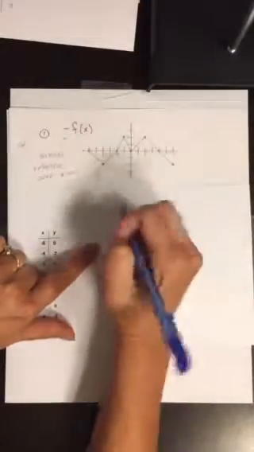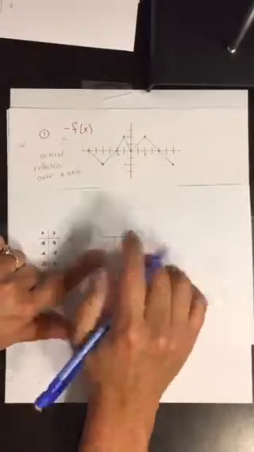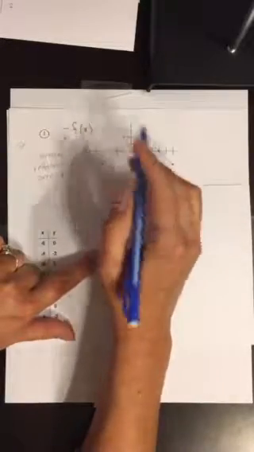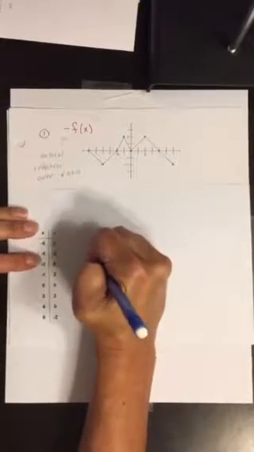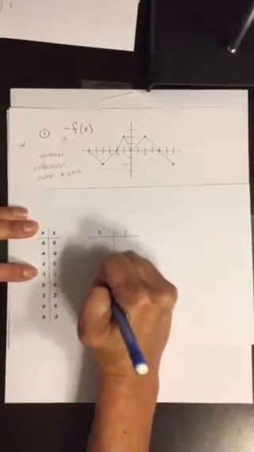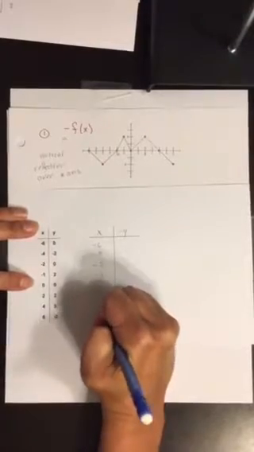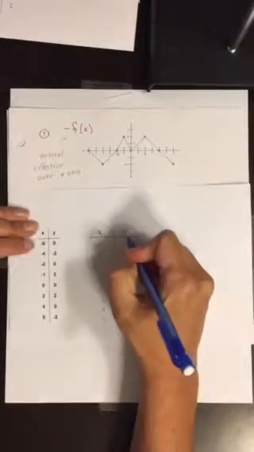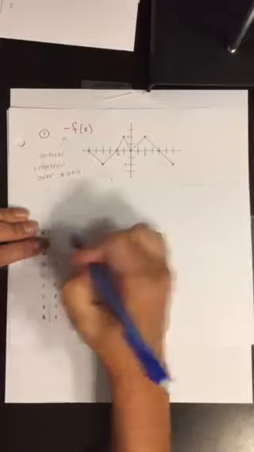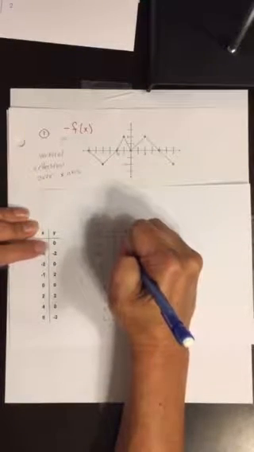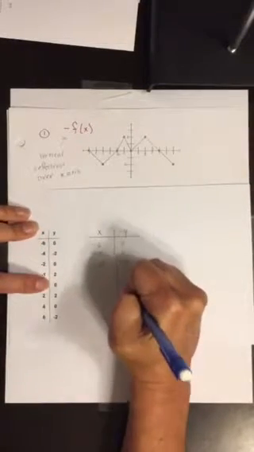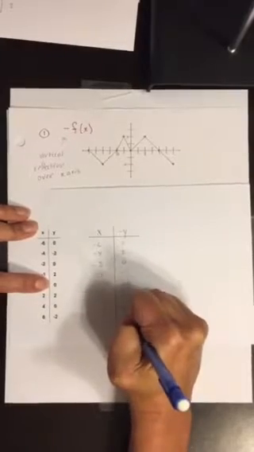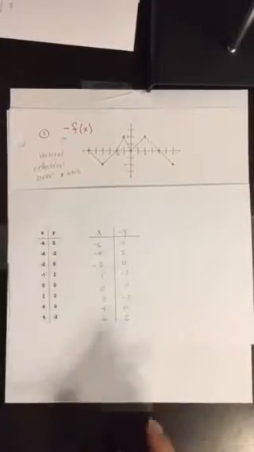My x value stays the same. And for every one of my x values, my y value becomes negative. Since my x values are the same, I go ahead and copy in my x value numbers. And then now I have to find negative y. So I take these y values and make them negative, or flip the sign. Okay, so now I have my points for my transformed function.